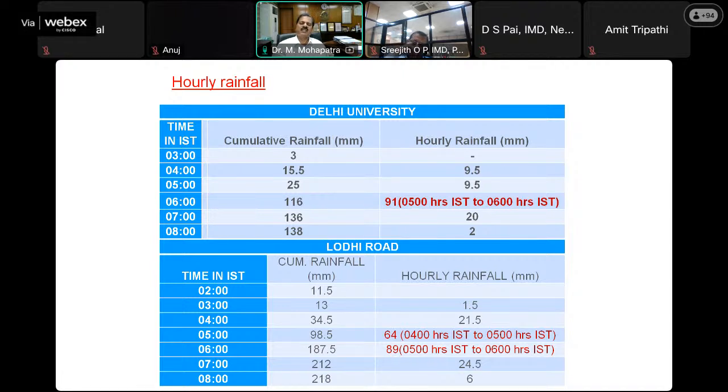So the most intense rainfall occurred between 5 to 6, and the same is the case if you consider Lodi Road also. You've got 64 millimeter between 4 to 5, and 89 millimeter between 5 to 6. So these amounts, 91 millimeter and 89 millimeter, do not warrant being declared a cloudburst, but they are very similar, or you can say very close to a cloudburst.